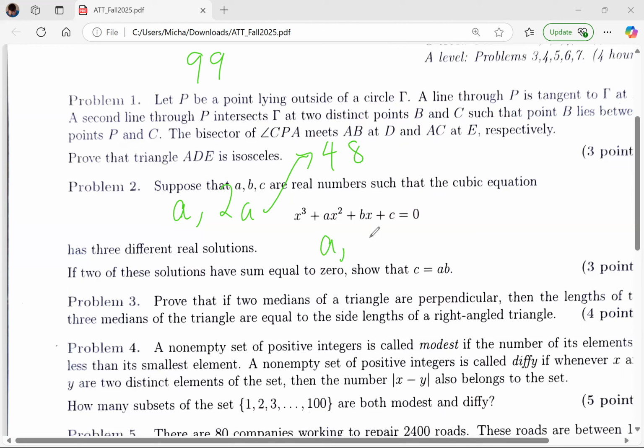For the 3 element sets, it's A, 2A, 3A. So this is just to satisfy the diffy condition. And the reason is because for these two, the difference has to be A because it's the smallest thing. If we take the next one, the difference could be either 2A or A. If it's 2A, that's 4A, but then 4A minus A is 3A, and that's not there. So 3A equals 2A or A only if A is 0. And so this has to be 3A.